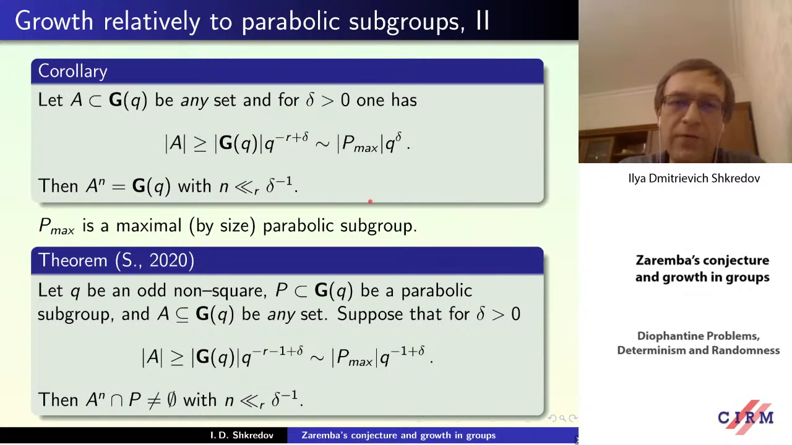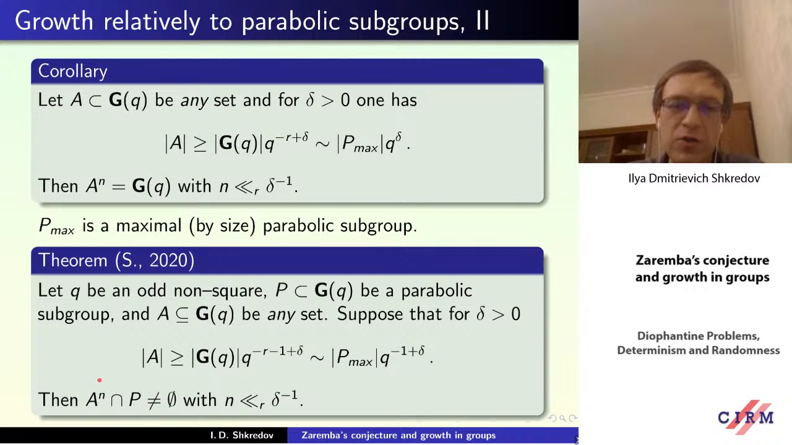And I want to underline that this set is arbitrary. I don't require that A generates G(q), because then it's trivial. It's any set. So our first result is the following.